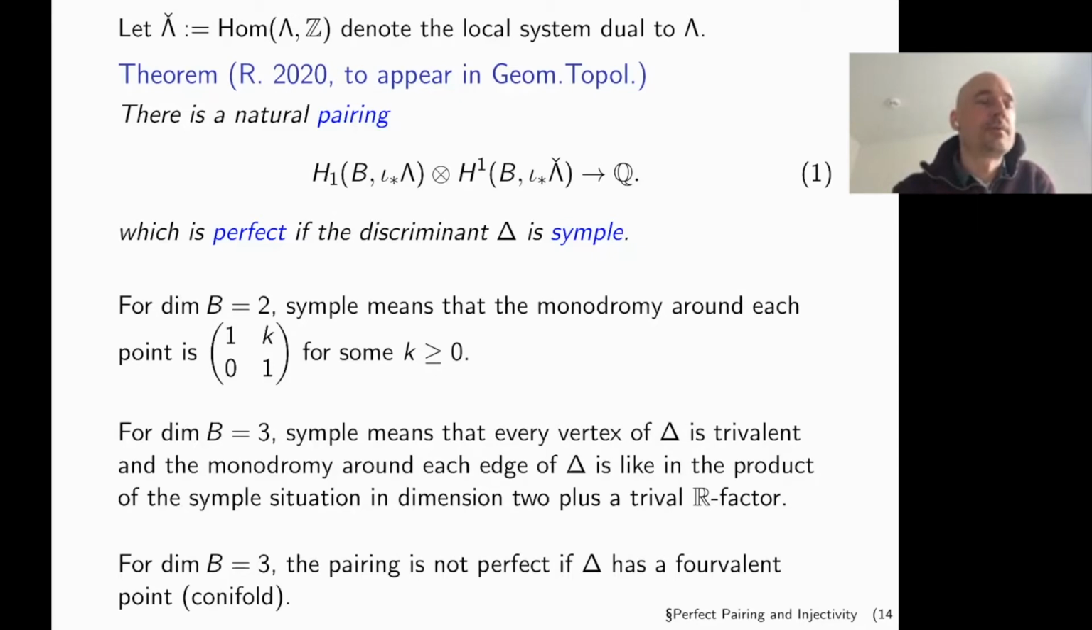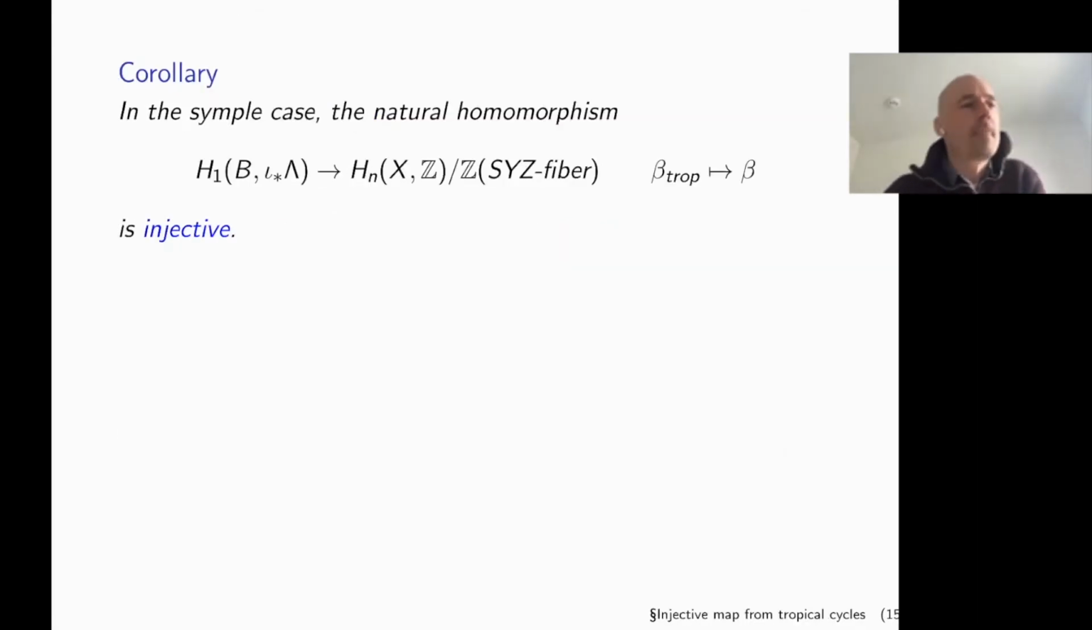Okay, so this perfect pairing is very useful because it helps us to show that this map that we constructed, the homomorphism that goes from the tropical 1 cycles into the ordinary cycles of the total space, is injective. Okay, so you always have to mod out the Z fibers and its multiples. But when you mod that out, then afterwards this map is injective. So it's pretty cool. So we actually know that it embeds in there, and we get a subgroup of the homology of the total space from the tropical 1 cycles.